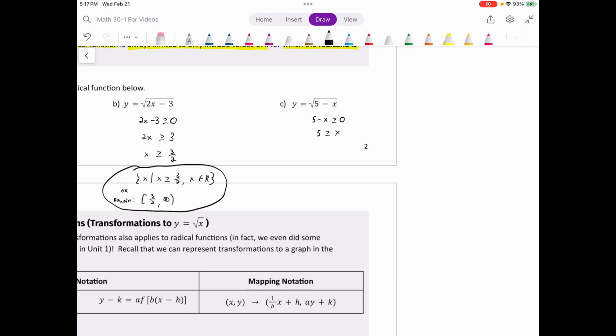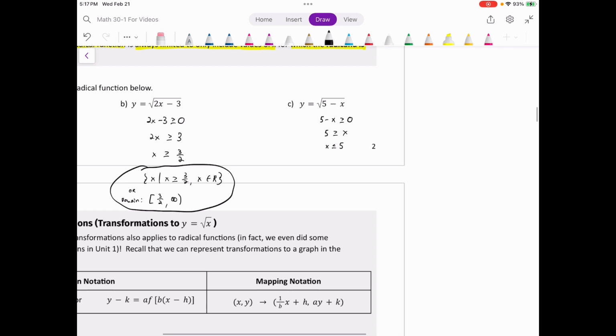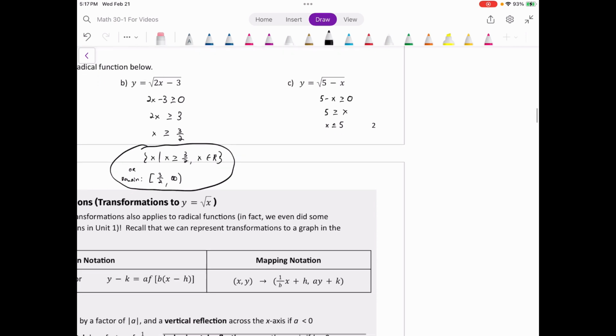Another way of saying the same thing, just because we're used to putting our x's on the left, we could say x is less than or equal to 5. If 5 needs to be greater than or equal to x, then x needs to be less than or equal to 5. Okay, saying the same thing, just two different ways. So our domain then would be the set of all x's such that x is less than or equal to 5, x is an element of the real numbers.